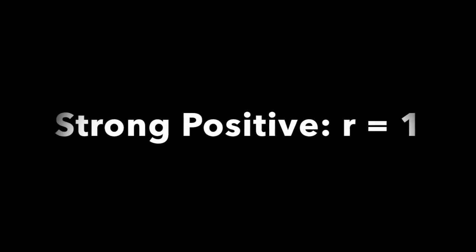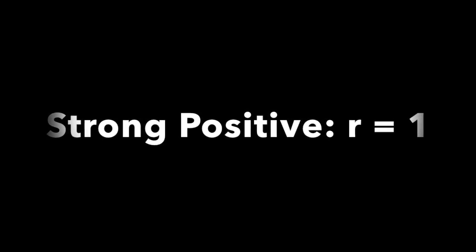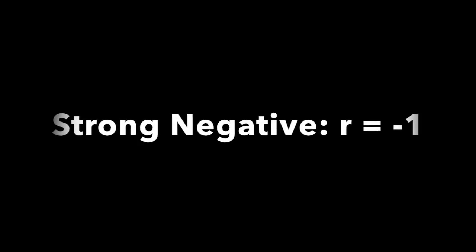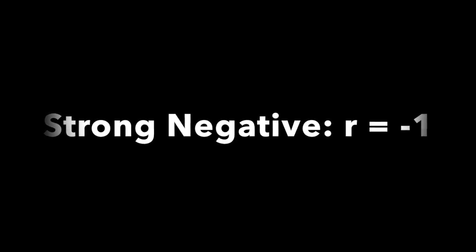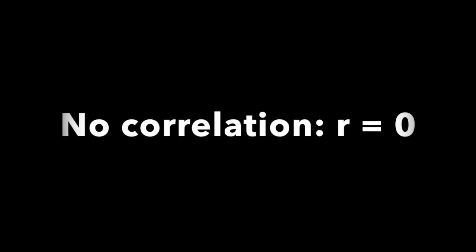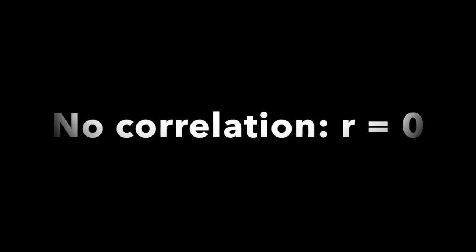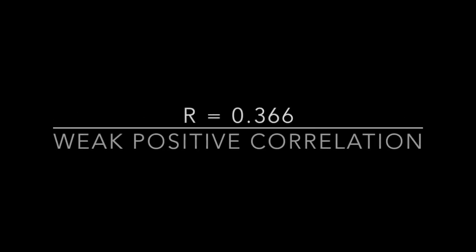When a regression value is close to 1, there is a strong positive correlation. When the regression value is close to -1, it represents a strong negative correlation, and when it is close to 0, there is little or no correlation. Therefore, since the regression value is 0.366, there is a weak positive correlation between poverty and crime.